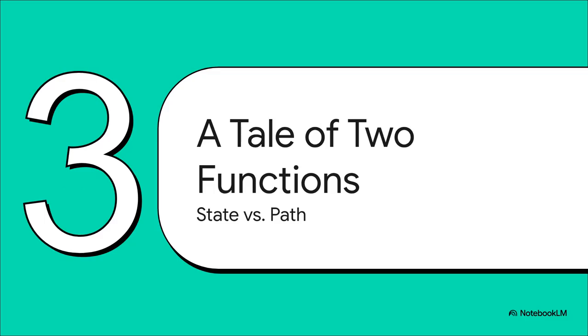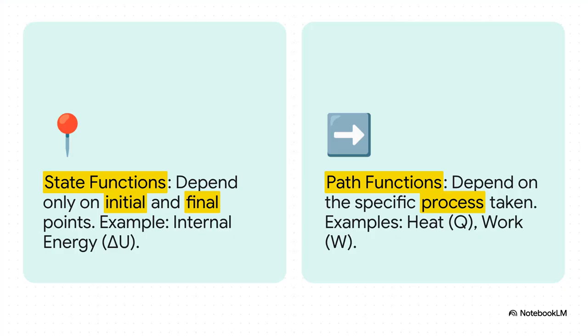Okay, moving on to Section 3, a tale of 2 functions. Now, here's the twist. It turns out that not all of these energy variables are created equal. They don't behave the same way. And understanding this difference is, well, it's a total game changer for how you solve problems in this field. So you've got 2 types, state functions and path functions.